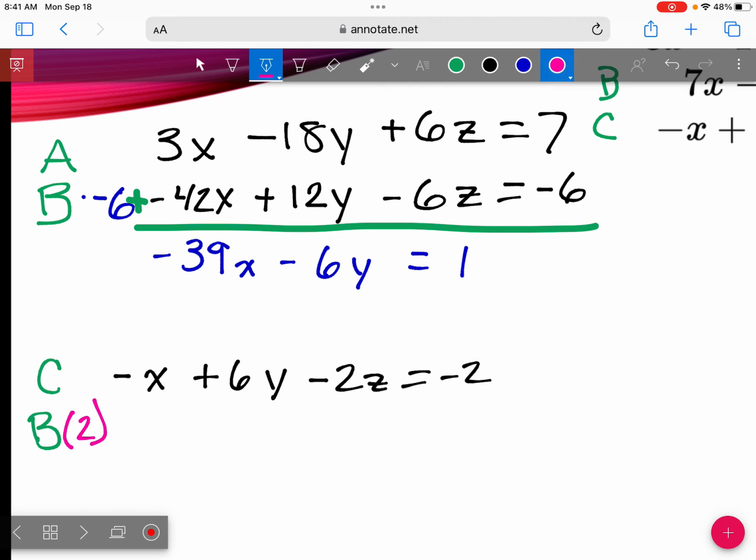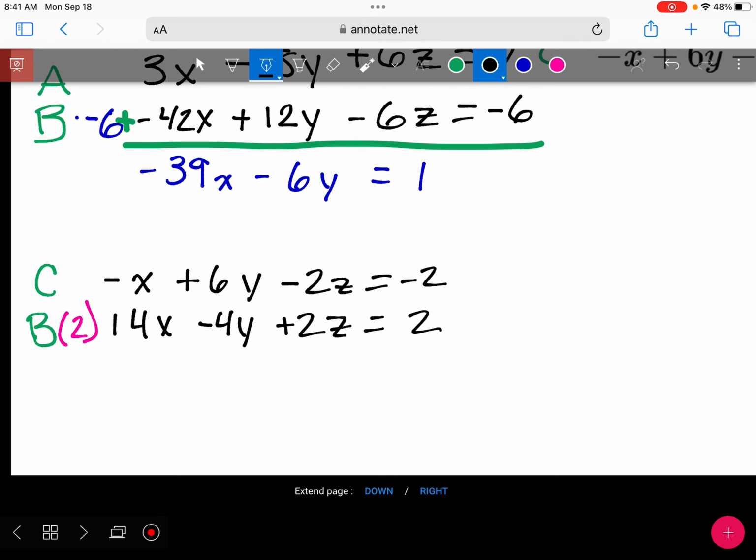So we're going to take my b times 2. Now I'm getting my 14x minus 4y plus 2z equals 2. There we go.